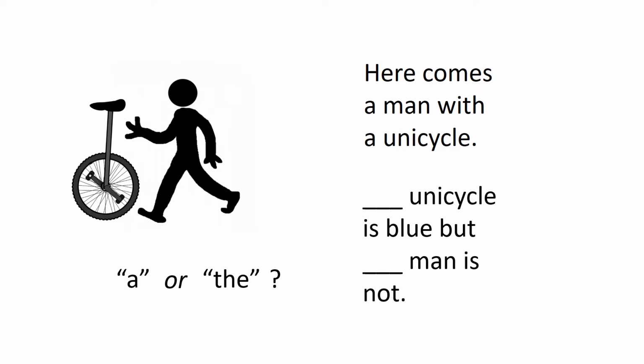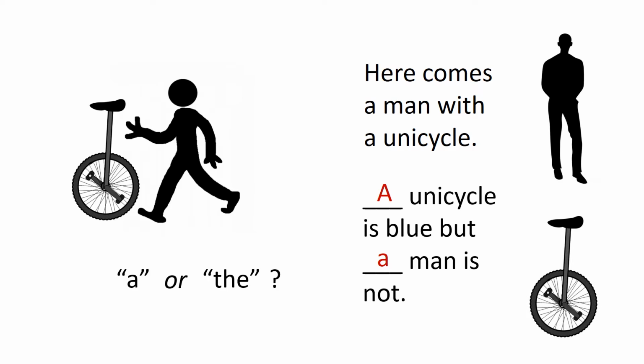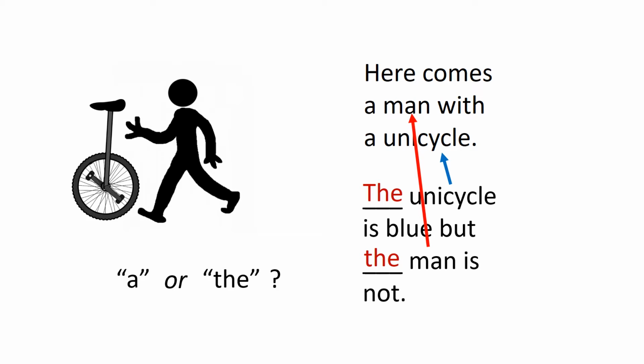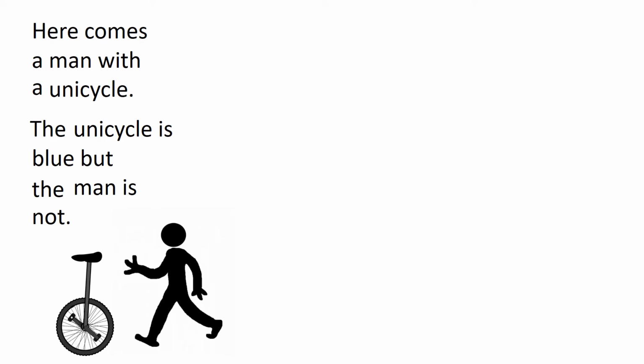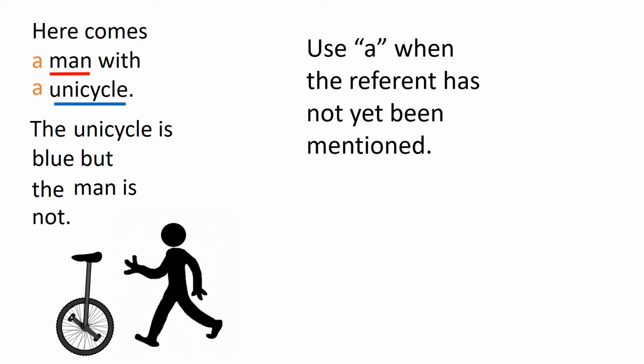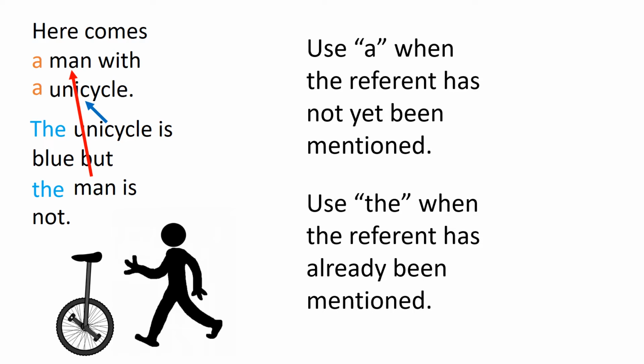Next, let's consider two consecutive sentences. This time the blanks are only in the second sentence. Does "a" or "the" fit better in these blanks? Both are possible, but notice that if we choose to put "a" in the blanks, we will interpret the man and the unicycle in the second sentence to be different than the man and the unicycle that were mentioned in the first sentence. If we choose "the," however, we will interpret the man and the unicycle in the second sentence to be the same as the man and the unicycle in the first. Based on this example, we can posit a couple more rules about when to use "a" and "the." We use "a" when a referent has not yet been mentioned, but "the" when it has.